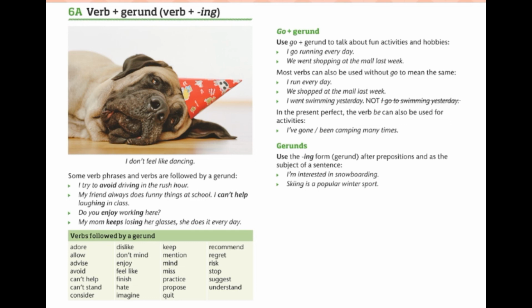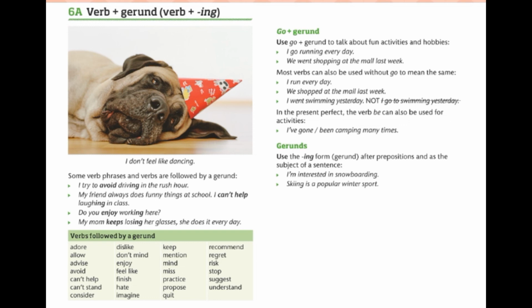So on page 138, you can see the grammar about unit 6, the verb plus the gerund, the verb plus the ing. Take a look at the picture. The dog is saying or imagining saying, I don't feel like dancing. So it's his birthday maybe, and he's tired, he's exhausted of the party. So he says, I don't feel like dancing.